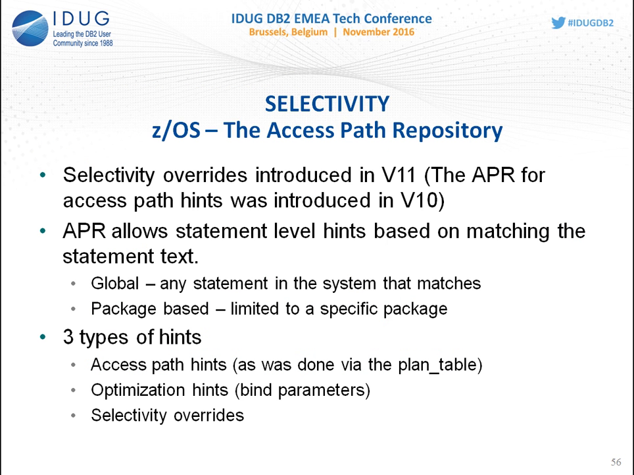On z/OS, there's the access path repository, which is used both for access path hints and now, starting with version 11, for selectivity overrides. And they can be turned on globally for all statements that match or only for specific packages. And there are three kinds of hints, and the only one we're going to talk about today is the selectivity overrides.